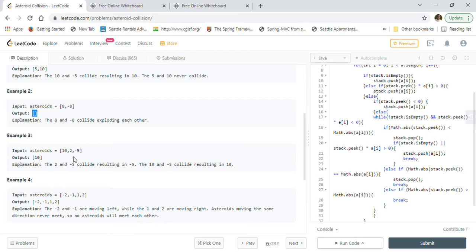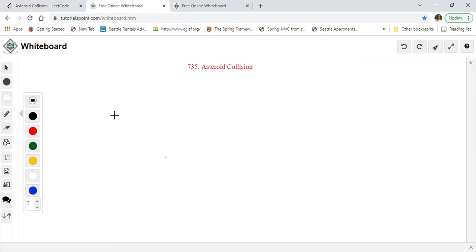So 10, 2 and minus 5, right? So we have, let's say, 10, 2 and minus 5. So 10 and 2 are going onto the right side. Let's just say that we have a stack here. So 10 we will put into the stack, right? The first element we don't have to check, it always goes on the stack. 2 we will again put onto the stack, because they both are going in the same direction, right?